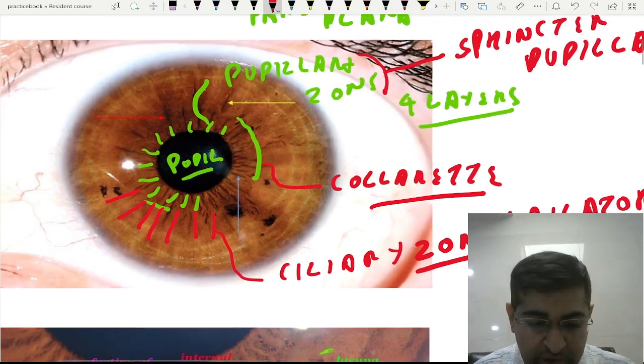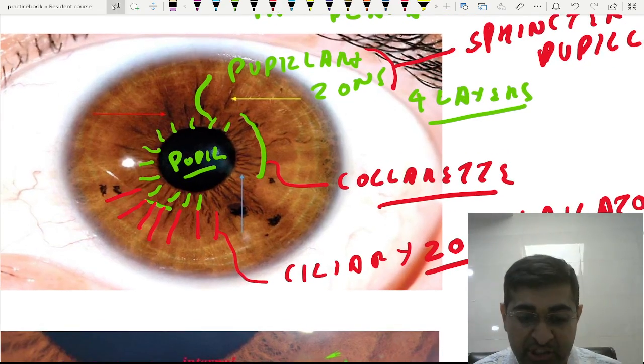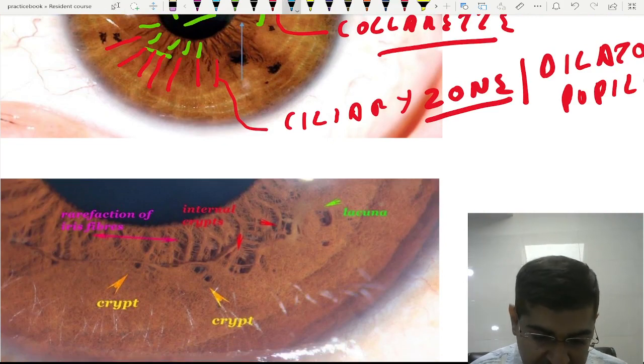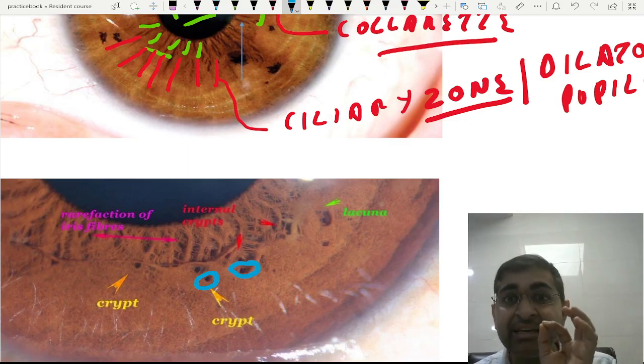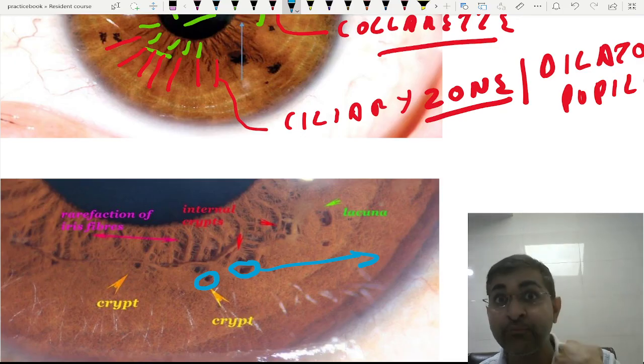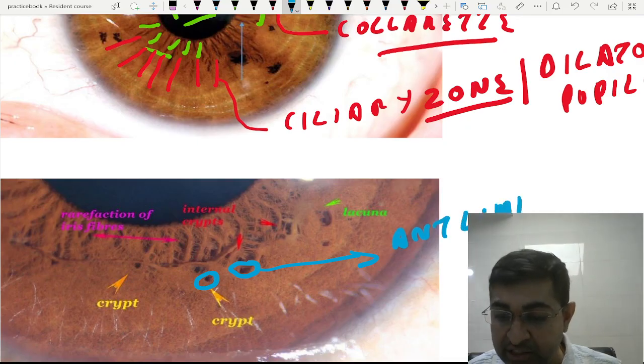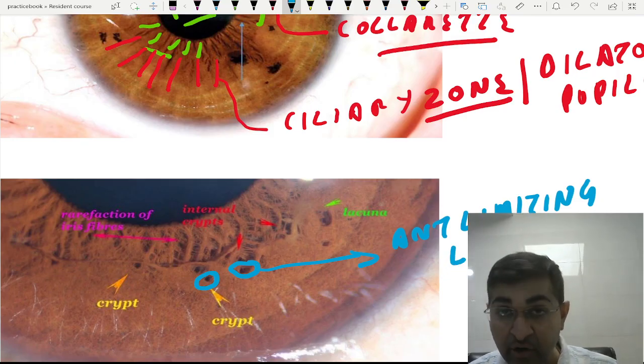All right, now can you see something? There are crypts. At the periphery there is presence of small crypts. Can you see these crypts? Crypts are like depressions. What is the relevance of these crypts? I told you the iris consists of 4 layers. The anterior layer of the iris is called the anterior limiting layer, and it is absent in the crypts, right?